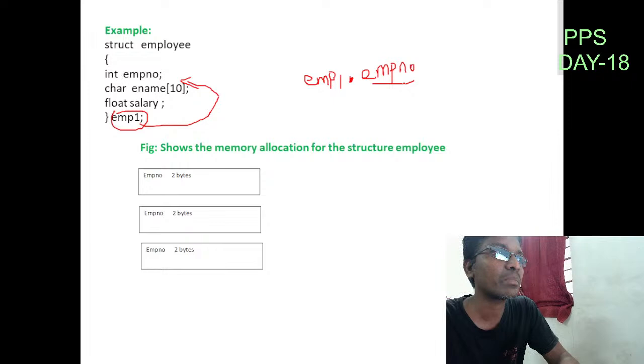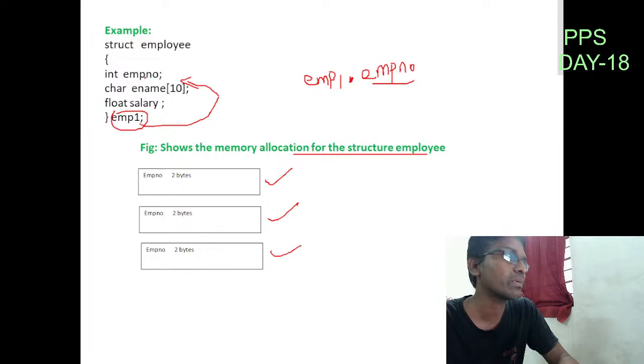Whatever members are declared inside the structure, all of them can be accessed with the help of a structure variable followed by the dot operator and the structure member. This is the memory allocation for the structure. Every member in a structure has its own memory space.